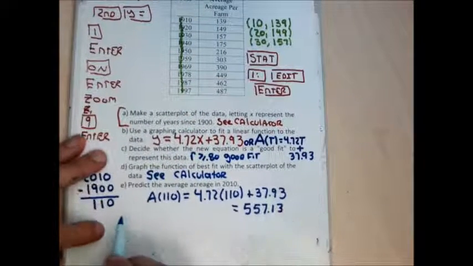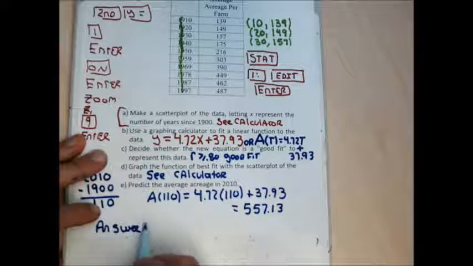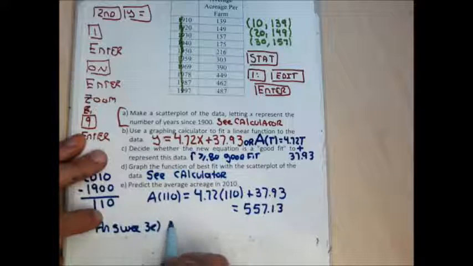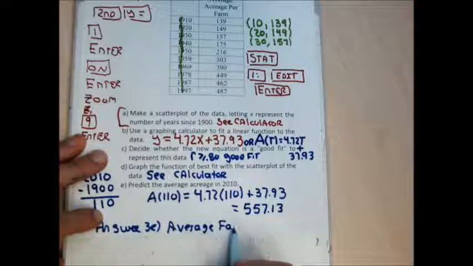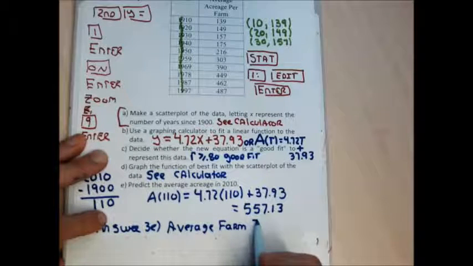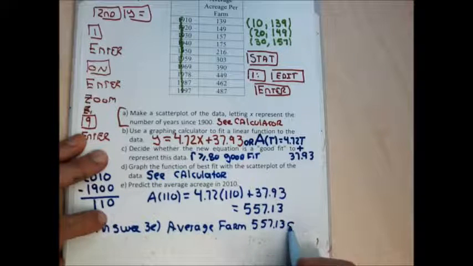When I go to answer part E of number 3, I'm just going to say the average farm. Don't have much room here, so I'll say it's 557.13 acres.